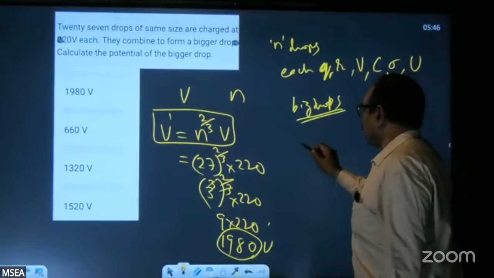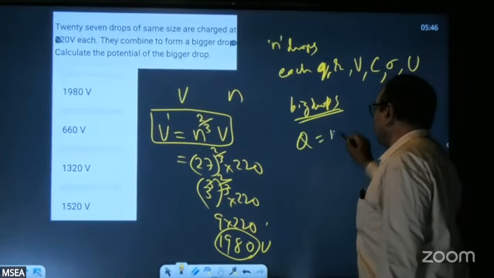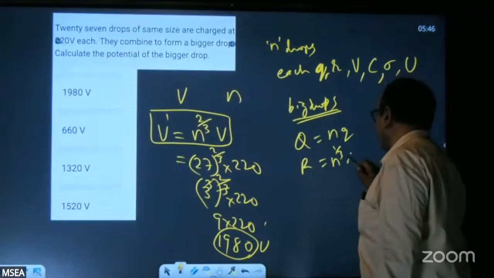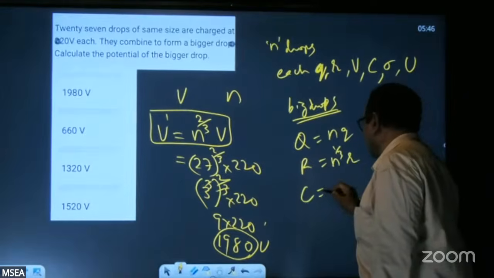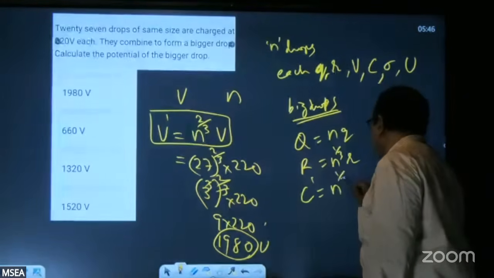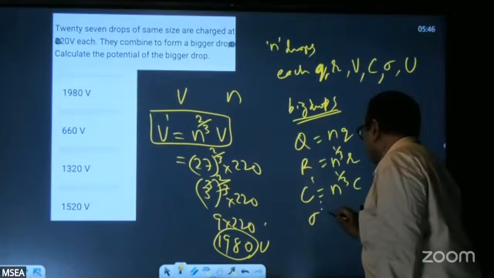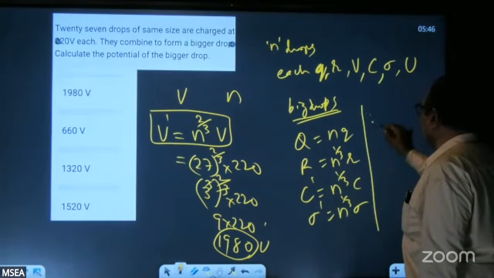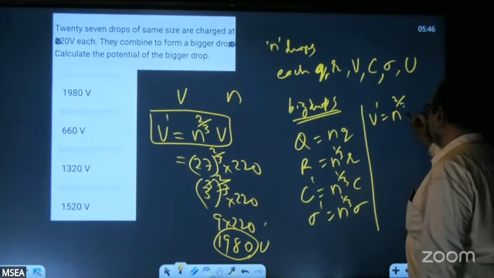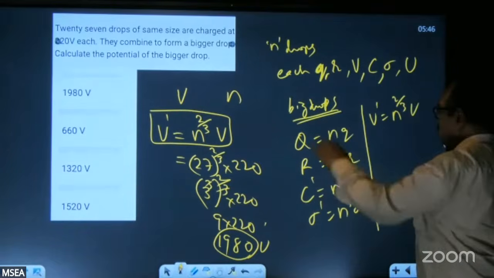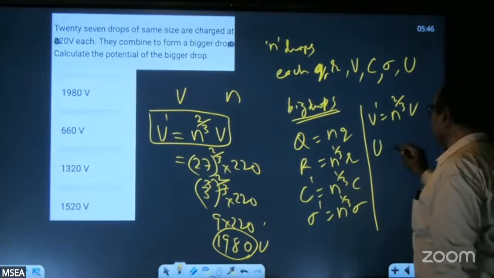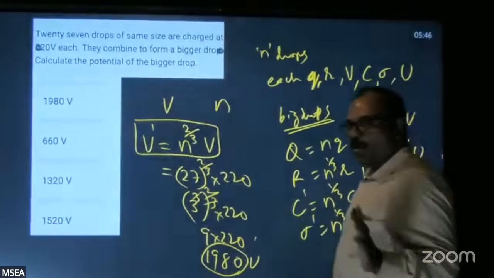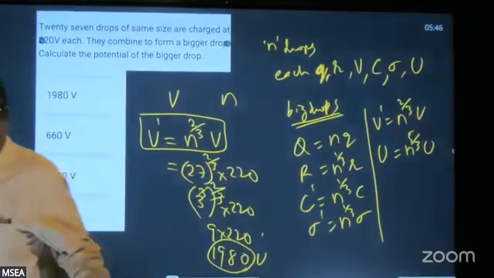For the big drop, the charge is NQ. The big drop radius is N power 1 by 3. Big drop capacity is N power 1 by 3 into C. Surface charge density is N power 1 by 3 into sigma. Potential is N power 2 by 3, which is what was asked in that question. And also energy is N to the power of 5 by 3 into U. These points you must remember. Okay, that's all.